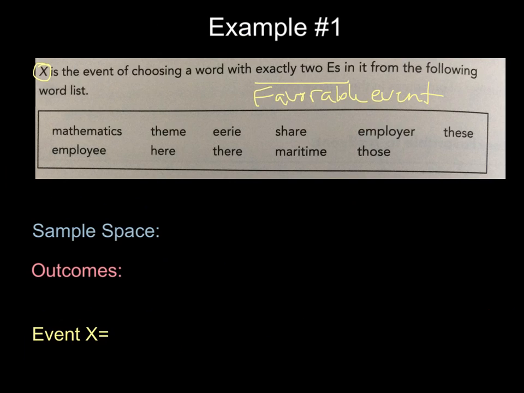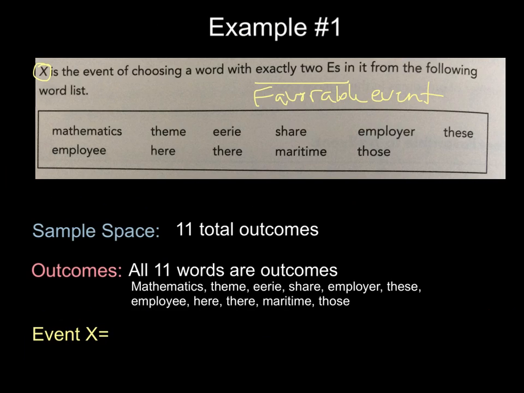So let's count those out. 1, 2, 3, 4, 5, 6, 7, 8, 9, 10, 11. So we have a sample space of 11 total outcomes. We want to know what each of those outcomes are, and those happen to be each of those different words. So all 11 words are outcomes: mathematics, employee, theme, here, Erie, there, share, maritime, employer, those, and these. So all of these different words are possible outcomes.